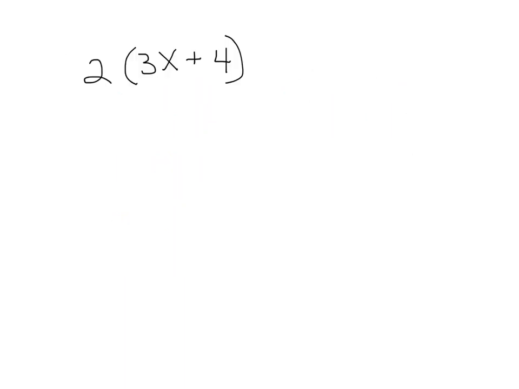In an example like this, 2 times (3x plus 4), you notice that you can't simplify the inside of the parentheses any further, right? Because you can't add the 3x with the 4. They are not like terms. So what I do is I'm going to distribute the 2 to each piece, and I'm going to simplify this expression by saying 6x plus 8.